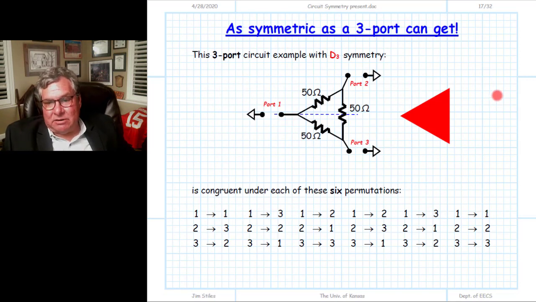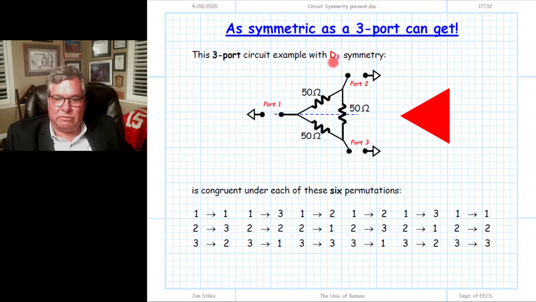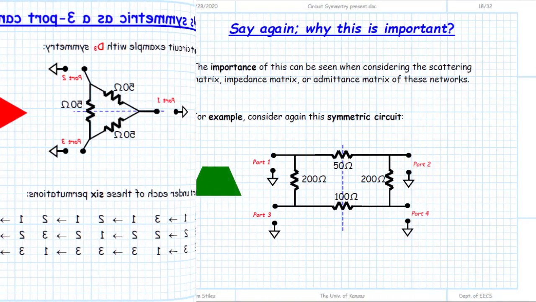Another 3-port device here. In this case, it has the same symmetry as our original equilateral triangle. Each of the 3 sides has the same length. In this case, each side has the same resistance value here. And so we understand the symmetry associated with this. It's the D3 symmetry, which has order of 6 different operations that we can do to this, which will leave the circuit structure unchanged, congruent. 3 planes of reflection symmetry, 2 rotation angles of 120 degrees, and finally the identity operation.